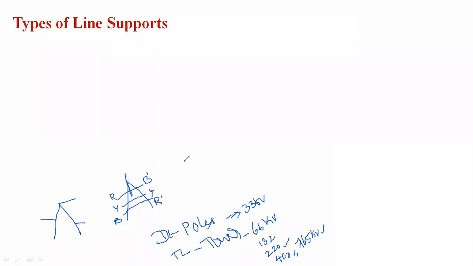And the insulators are classified into 4 types. One is the pin type insulator, then the suspension or disc type insulator, the strain type insulator, and another one is the shackle insulator. For transmission lines, 2 insulators are used: the pin type insulator and the suspension type insulator. The pin type insulator can be used from 11 kV up to 33 kV. It is preferred only for distribution purposes.